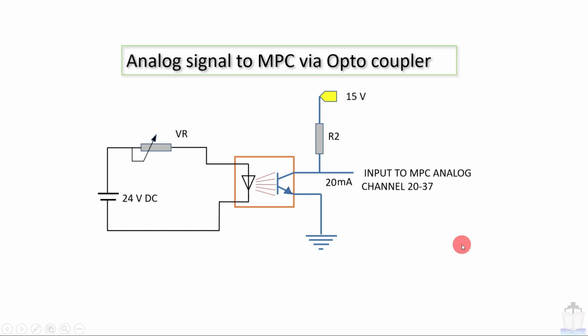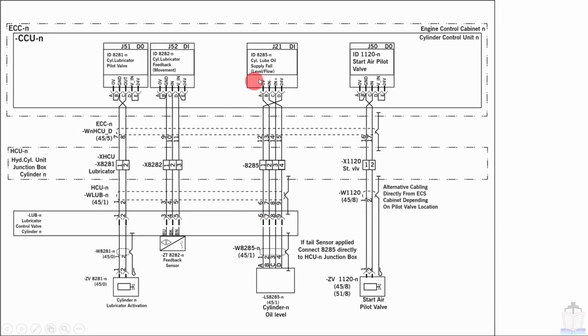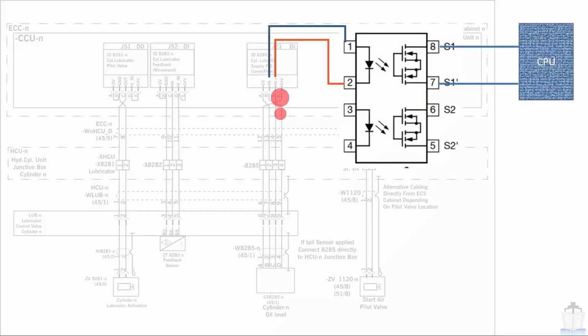Now moving to next, here I will show you in the electrical diagram how the optocoupler is used. So here you can see that this is a cylinder oil level sensor. It is giving the digital input signal to channel number 21, and these 2 pins, written minus and plus, are connected to the optocoupler like this. It is passing through the diode, and hence this terminal output 8 and 7 is connected to the CPU. So if something goes wrong with this system, only this optocoupler will be damaged, my CPU will be saved.